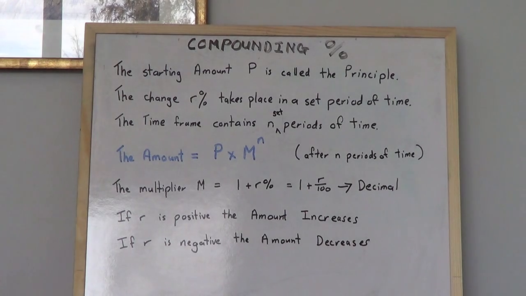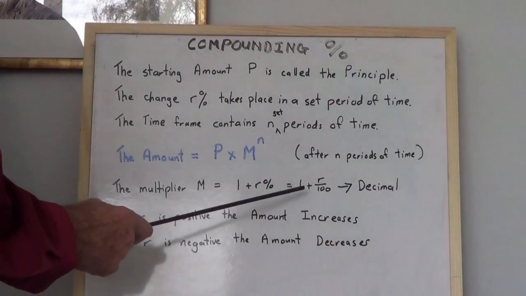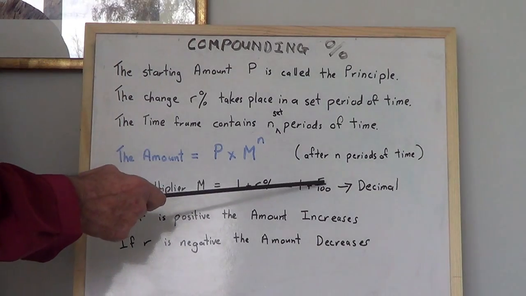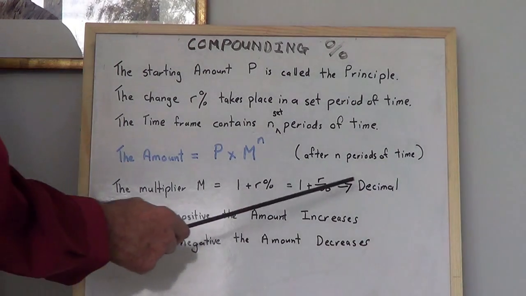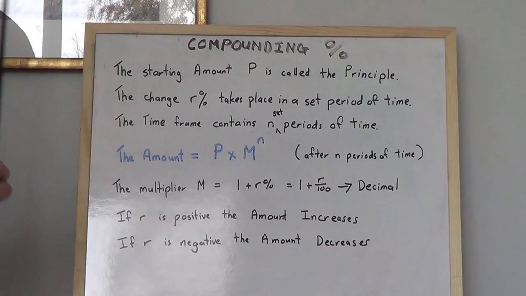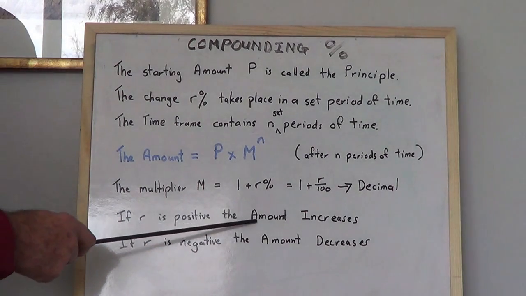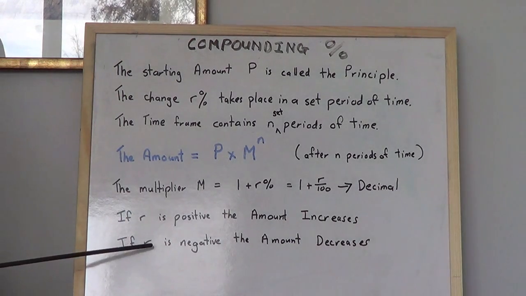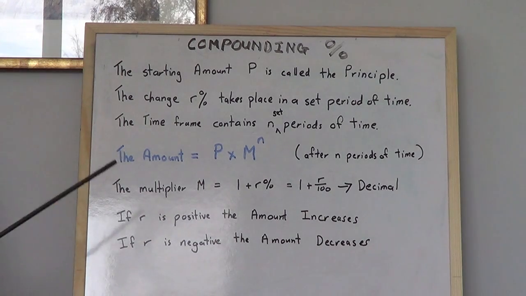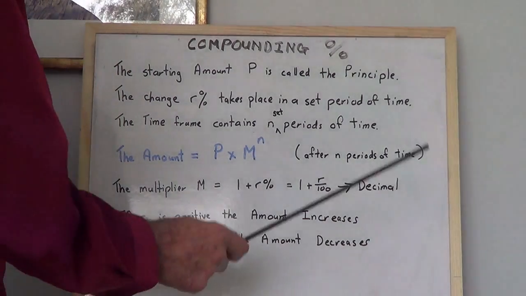And this shows you how to work out the multiplier. The multiplier M is equal to 1 plus R%. R% as a fraction is R over 100. We work out R over 100 and we add it to 1 and we get the decimal. That will be the decimal multiplier, which is what we have to work out. If R is positive, the amount increases, and if you're doing interest rate, that's what happens. There are cases where R is negative, in other words the population or the amount, whatever it is, decreases.